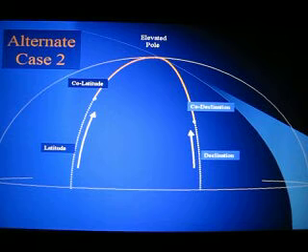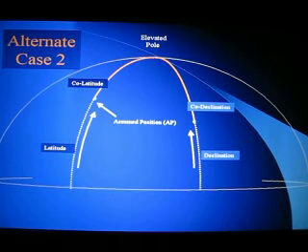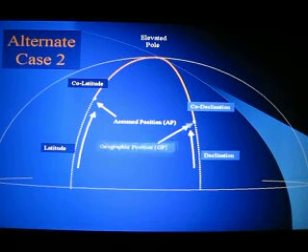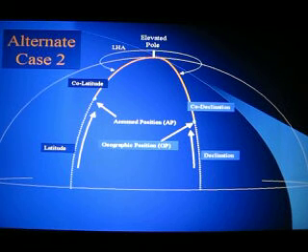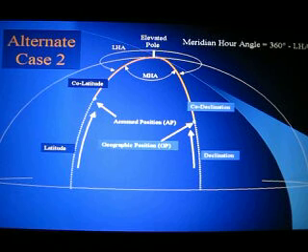An alternate case number 2 is when the assumed position is west of the geographic position. In this case, the triangle is flipped around, so to speak. Normally, to figure the LHA, you go all the way around the globe because LHA is only measured to the west. Once again, the site reduction tables take this into account and use what's called the meridian hour angle, 360 minus the LHA, as the included angle in the celestial triangle.